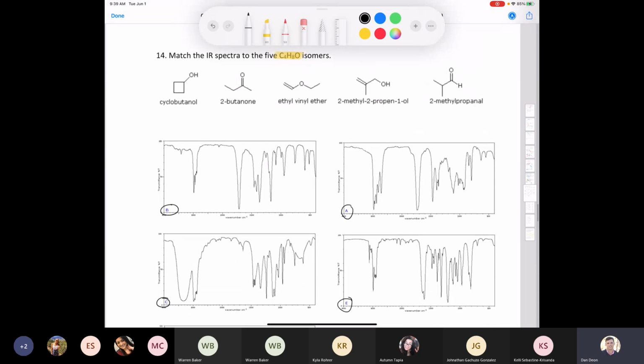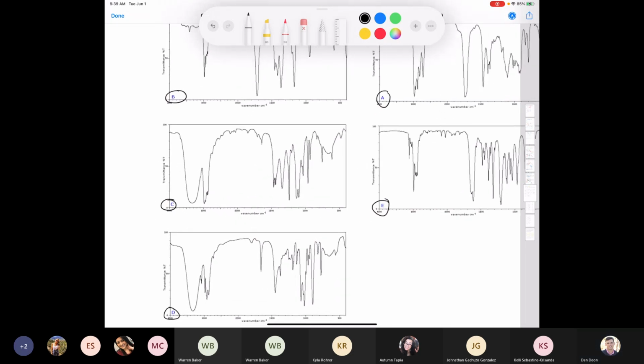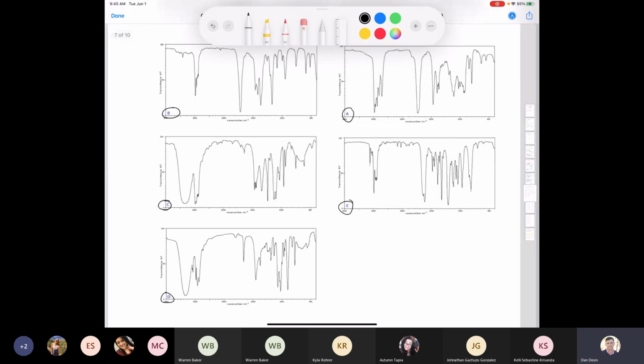You know what? I like to go with the low-hanging fruit first. I find it's the easiest thing to do. Let's start with the 2 alcohols. Could anybody tell me which spectra they think might be alcohols? I can relabel these so you can see it a little bit better. So this one is B, this one is A, this one is E, this one is C, and this one is D. Could anybody tell me which spectra they think might be alcohols?